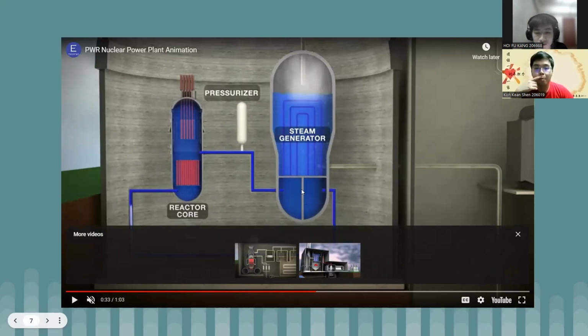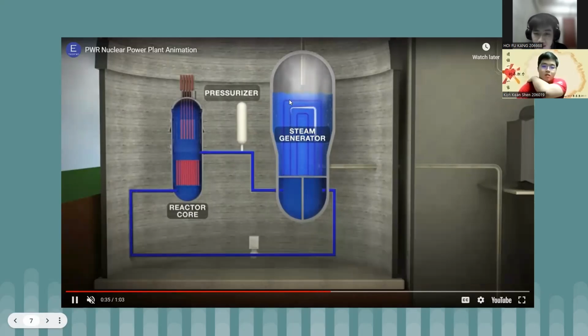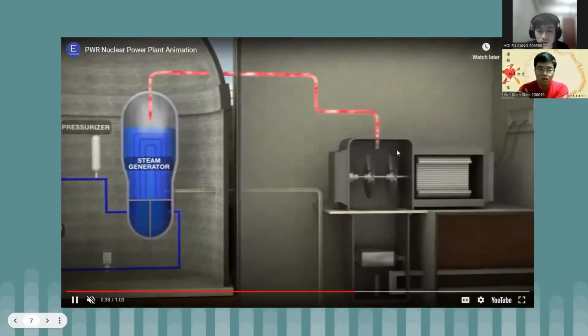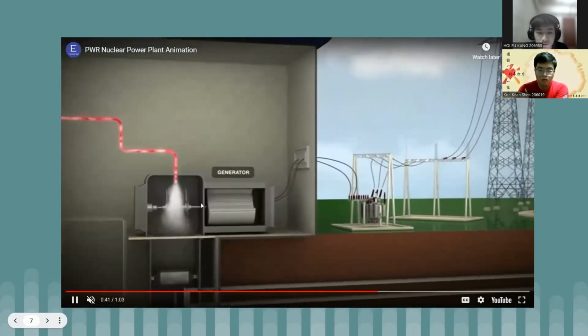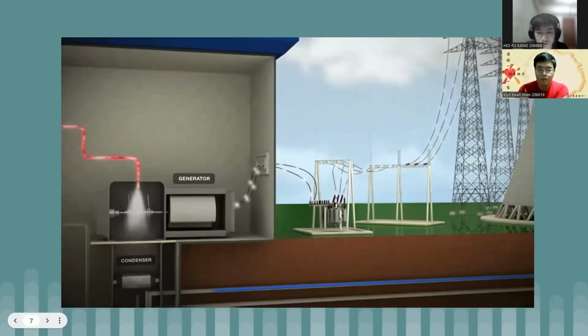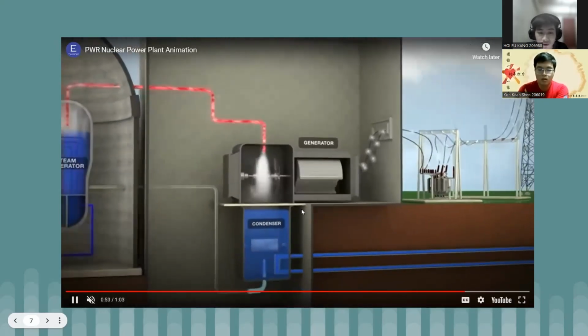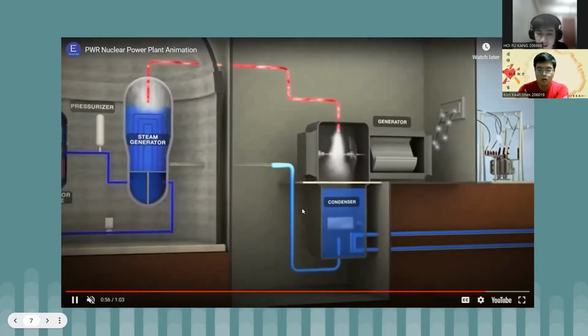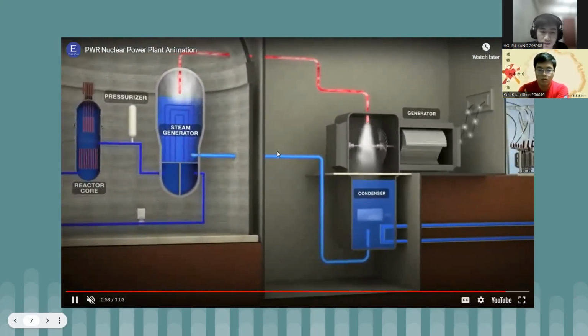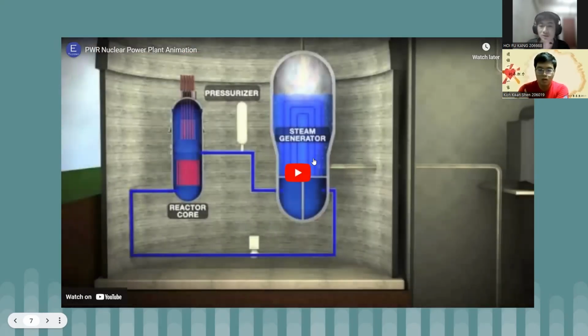You can see my mouse. Then the energy here will transfer to the coil here to boil the water inside here to create steam. Then the steam here will help to move the generator and create electricity. So next, we also have a condenser, and we are taking a lot of water from, for example, the sea. So we can use a condenser and transfer it back to the steam generator and continue the process again and again, so we can produce tons of energy.